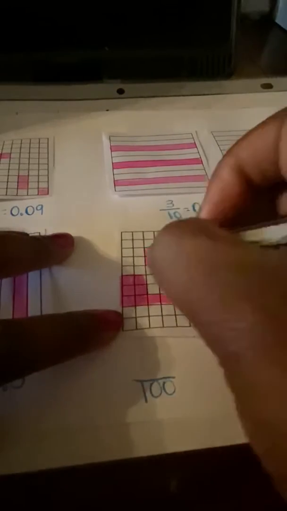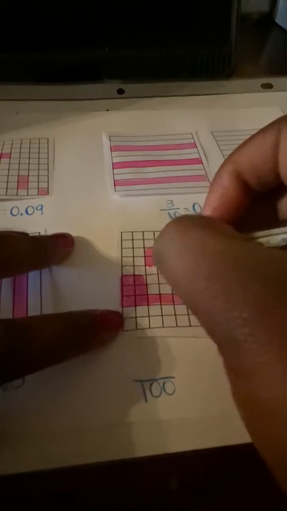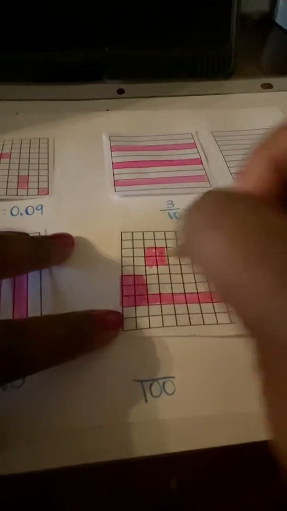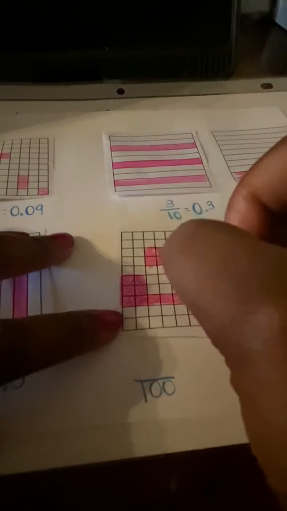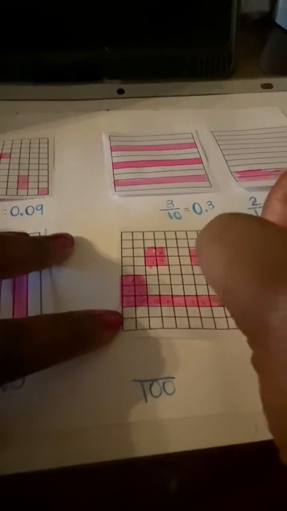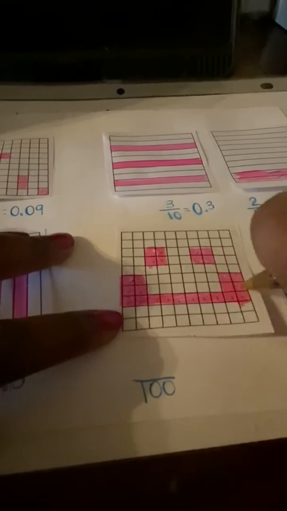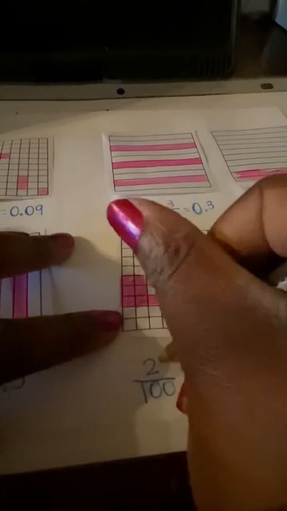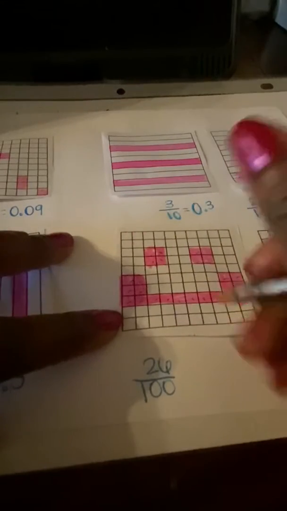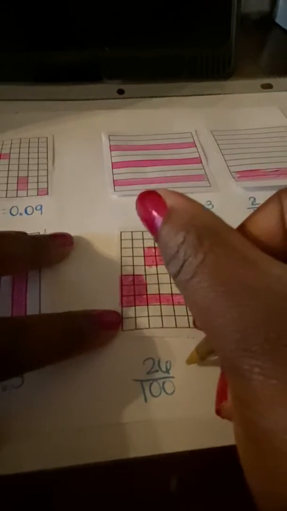Okay, so I'm dealing with 100 grids. I know it because it has a ton of blocks. Let's just see how many. 1, 2, 3, 4, 5, 6, 7, 8, 9, 10, 11, 12, 13, 14, 15, 16, 17, 18, 19, 20, 21, 22, 23, 24, 25, and 26. 26 pieces are shaded to make that nice little smiley face.